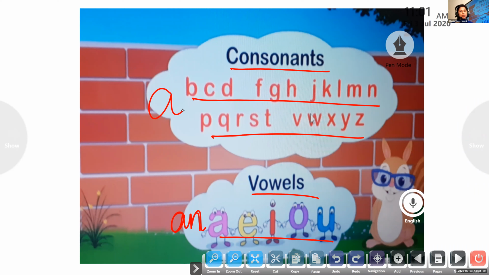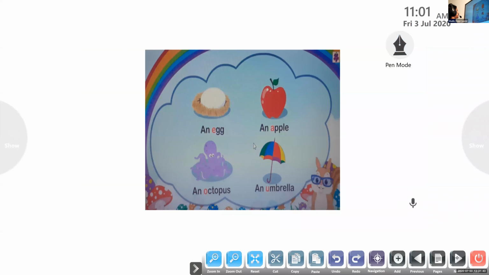Have you all understood? This 'a' and 'an' are called articles. Is that clear to everyone? Now we move on to the next slide. See here, look at the screen.